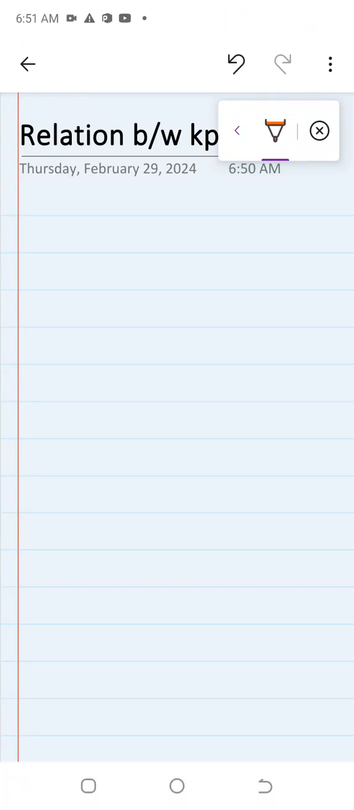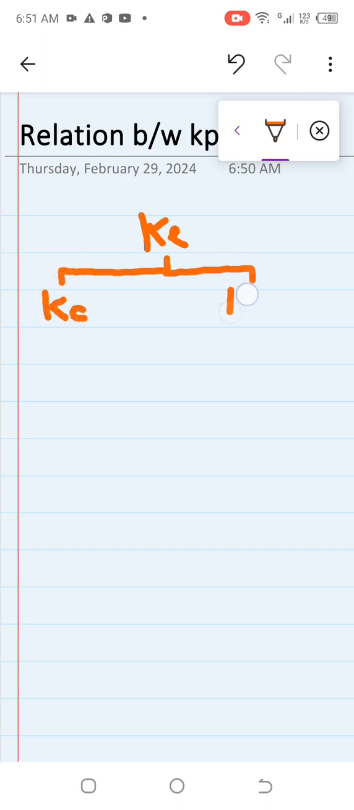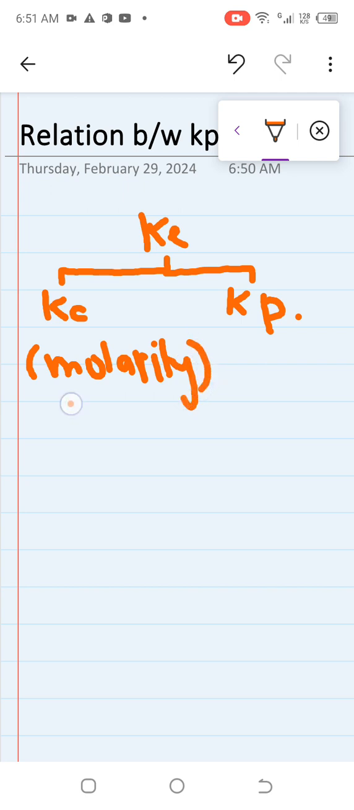In the previous video we discussed the types of equilibrium constant. There are two types: one is Kc, another is Kp. Kc is related to molarity, which means number of moles per volume, and Kp is basically related to the gaseous state.